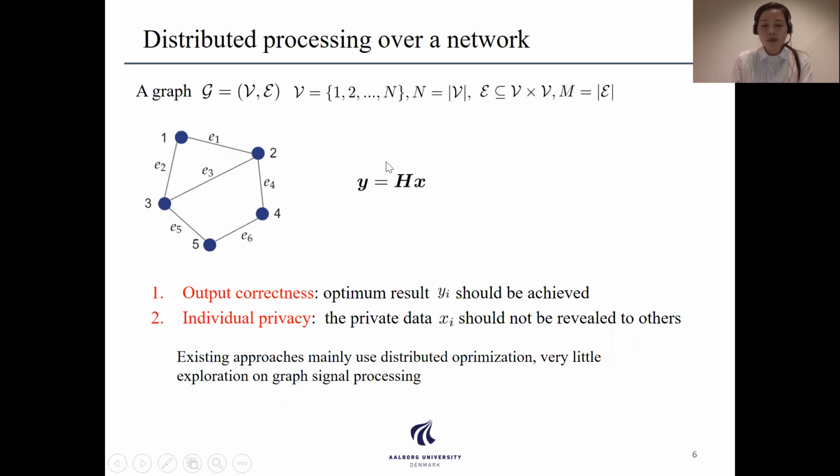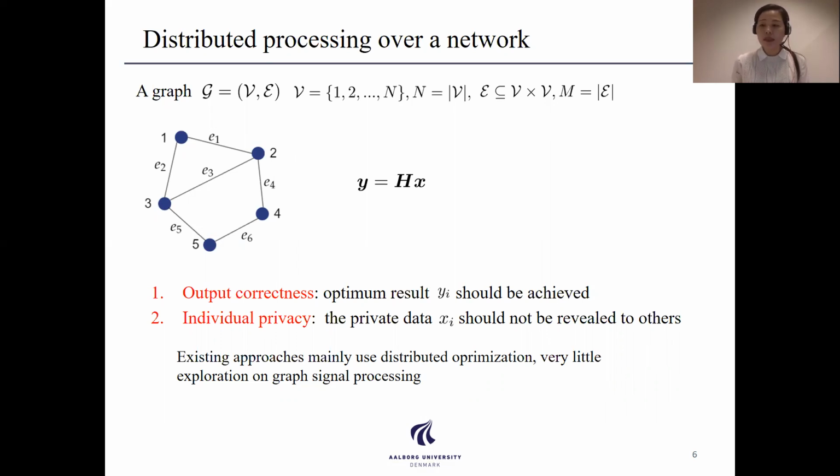We summarize that there are 2 main requirements to be satisfied in this setting. The first one is output correctness. It means that, of course, each node wants to obtain its optimum result yi at the end of the algorithm. In the meantime, they have a concern of privacy, so they would like to keep their private data secure from others. Here we define the network data xi as the private data because it's the local information.